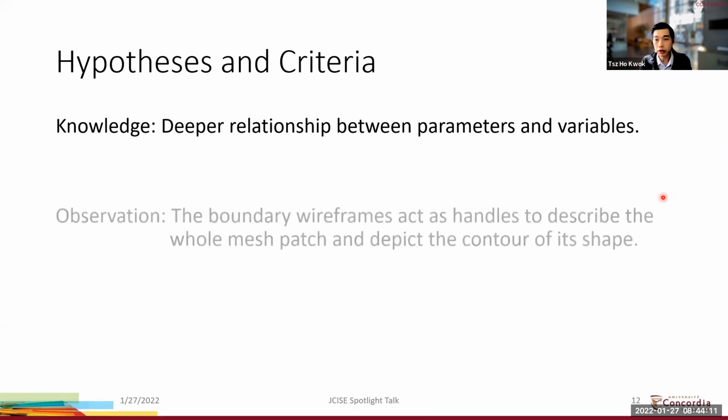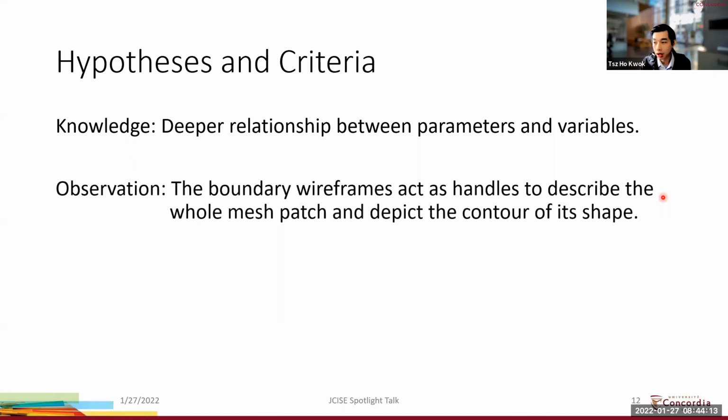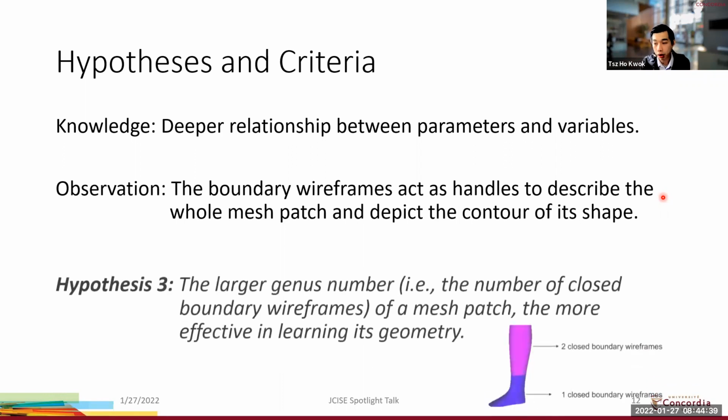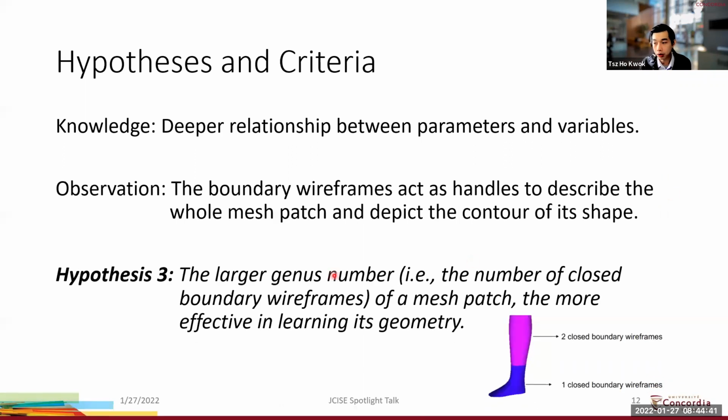So observed in our case here, the boundary wireframe is actually serving as a handle to describe the patch, to describe the geometry, and to describe the shape inside. Meaning that if the wireframe follows or has a similar shape to the mesh patches, or gives more description of the mesh patches, it may be better. So we make our third hypothesis about the topology, or the genus number.